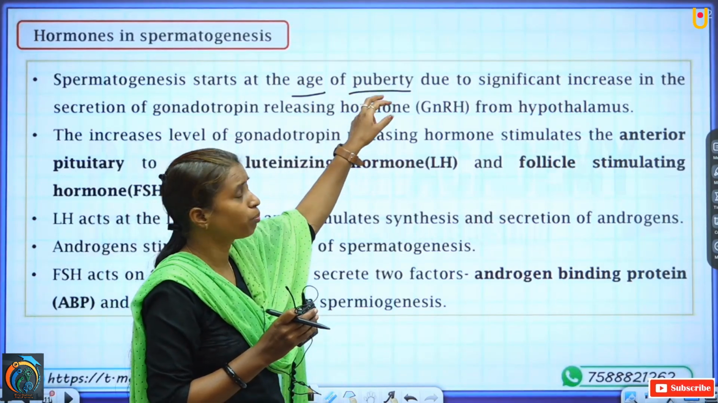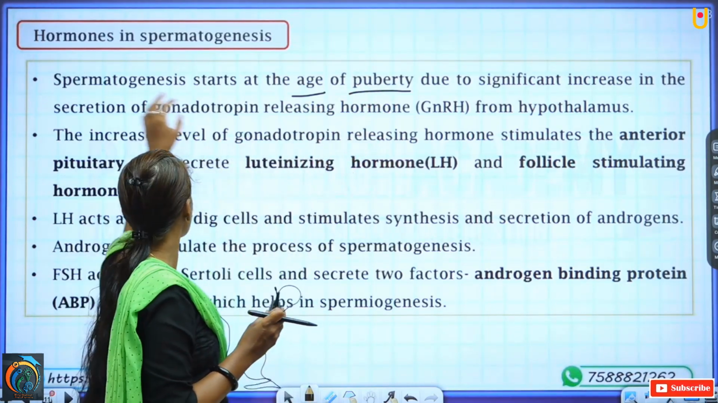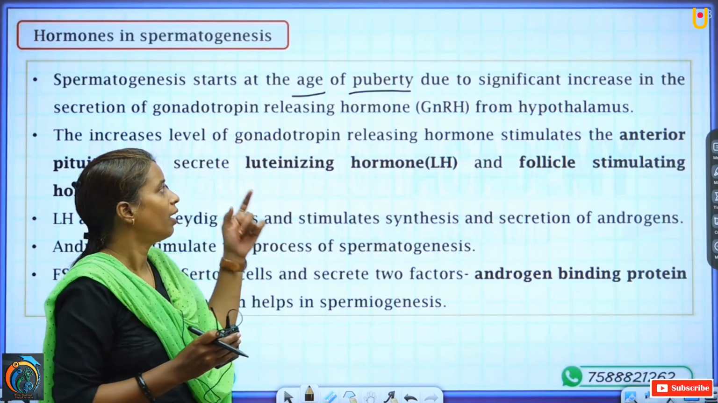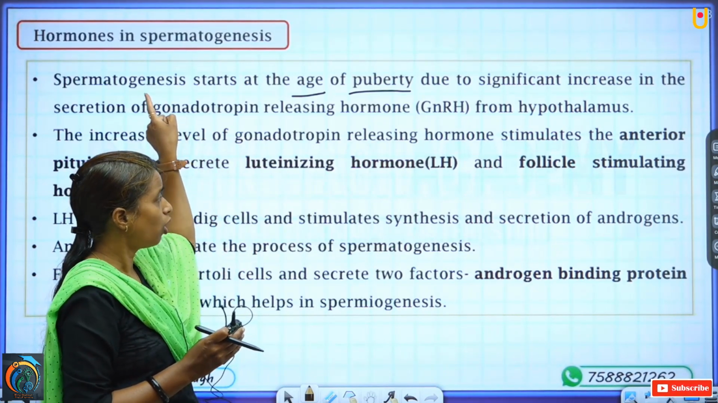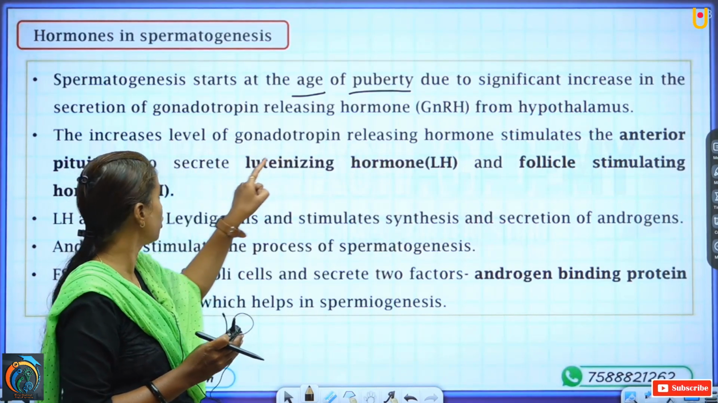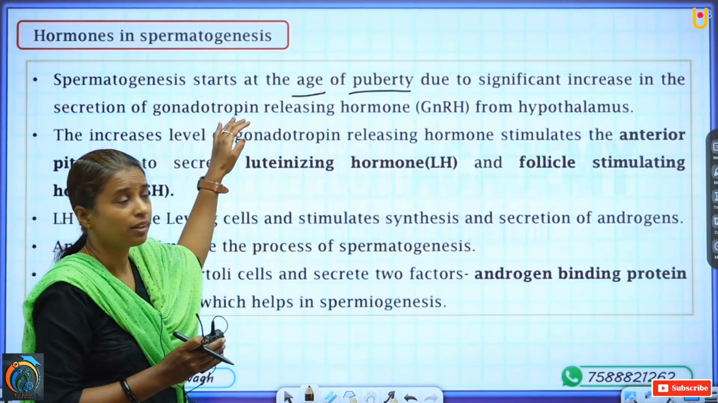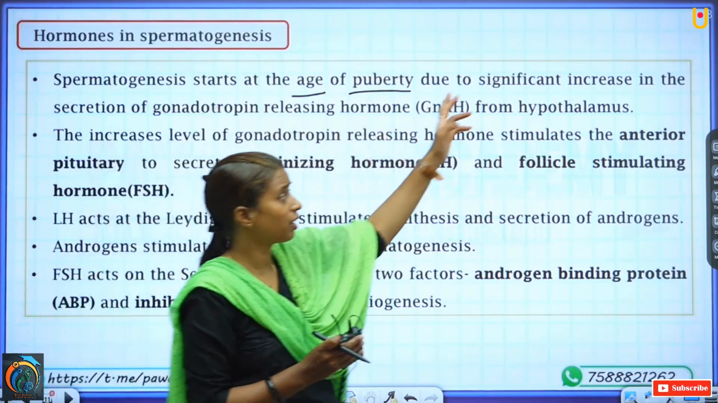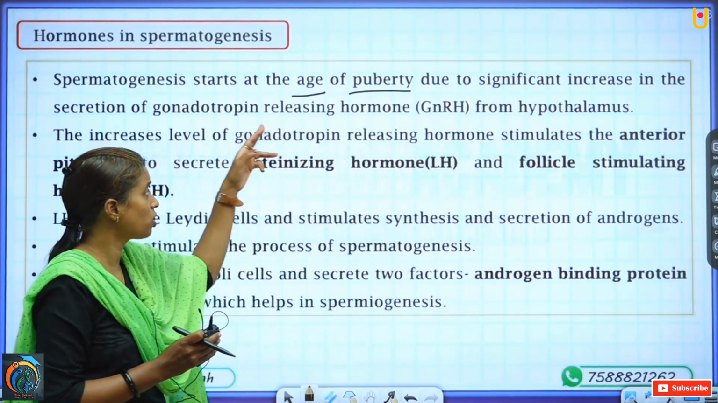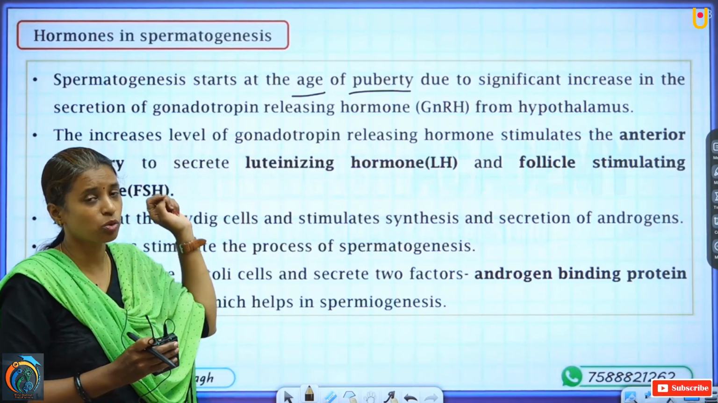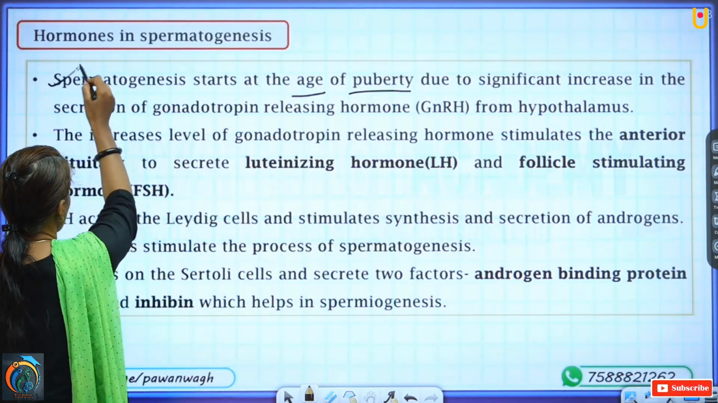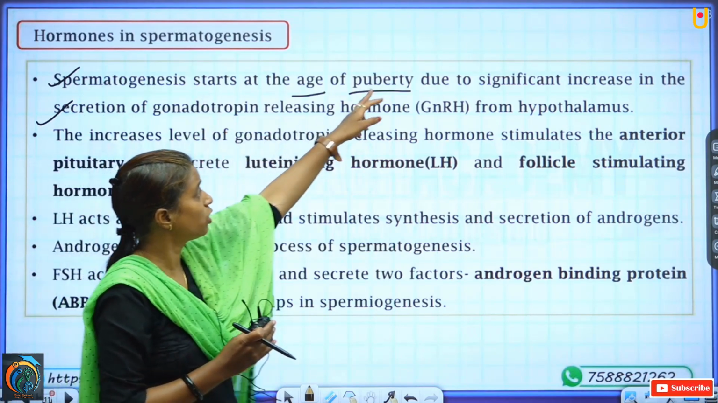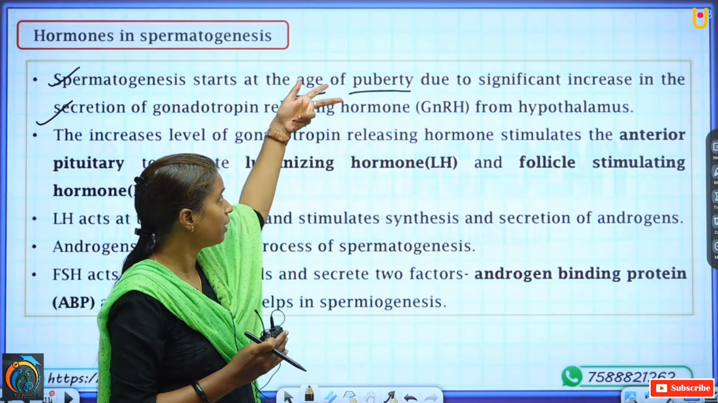Now what happens? When the age of puberty comes, at that time only the process of spermatogenesis starts, and with that the hormonal secretion also starts. When the start of spermatogenesis is seen, at that time only the secretion of gonadotropin releasing hormone, GnRH, takes place. And from where is it secreted? It is secreted from the hypothalamus, and now that GnRH is helping the process of spermatogenesis. The process of spermatogenesis as well as the secretion of gonadotropin releasing hormone both take place at the age of puberty only, and that's why they are related to each other.